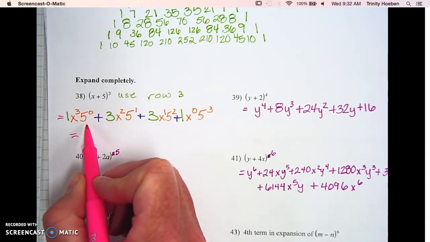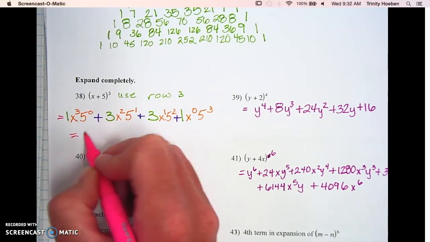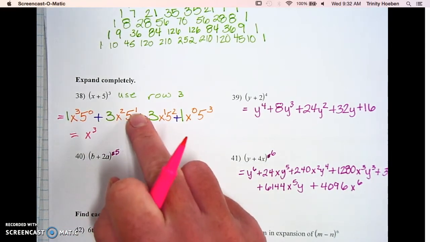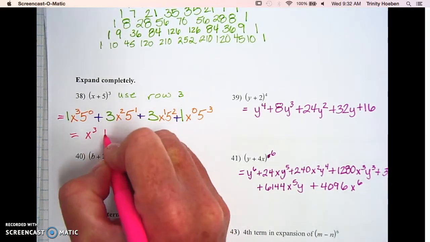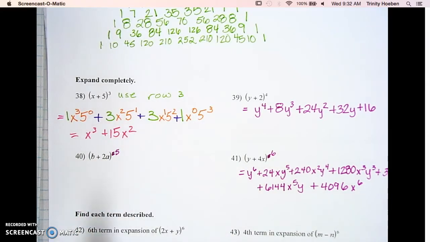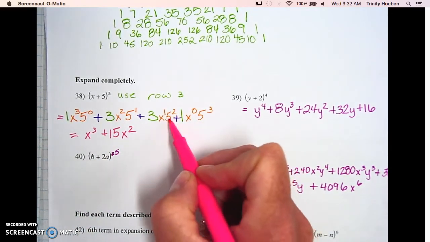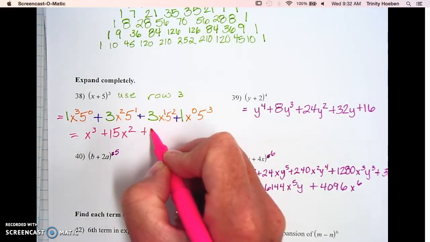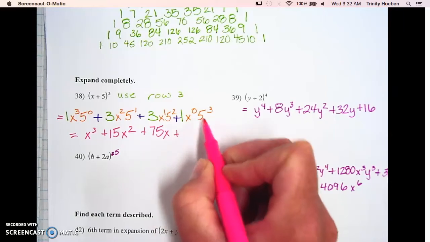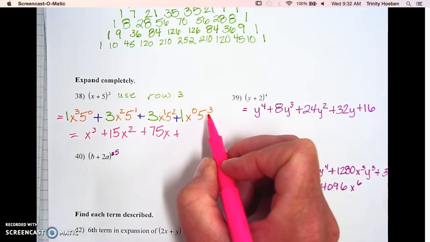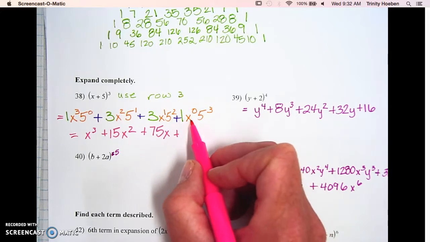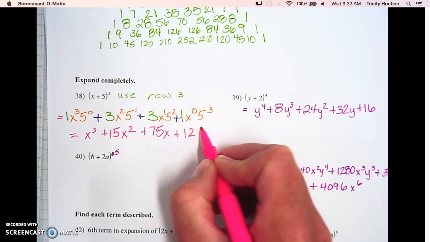So 5 to the 0 power is 1, 1 times 1 is 1, 1 times x to the third is just x to the third. 5 to the first is just 5, 5 times 3 is 15, and then you have x squared. 5 to the second is 25. 25 times 3 is 75. X to the first is just x. And then the last term, 5 to the third power is 125. X to the 0 power is 1. So 125 times 1 times another 1 is still 125.